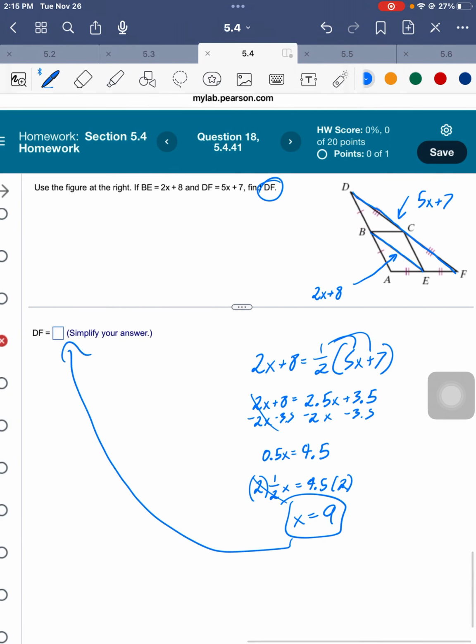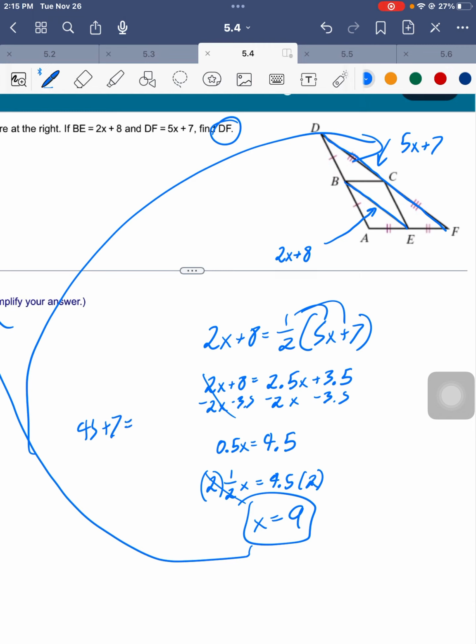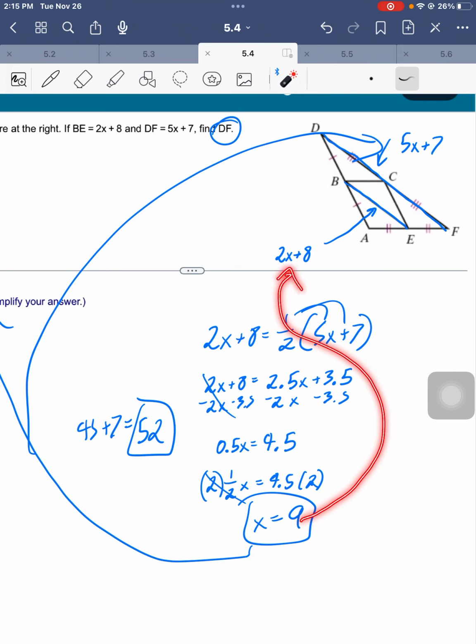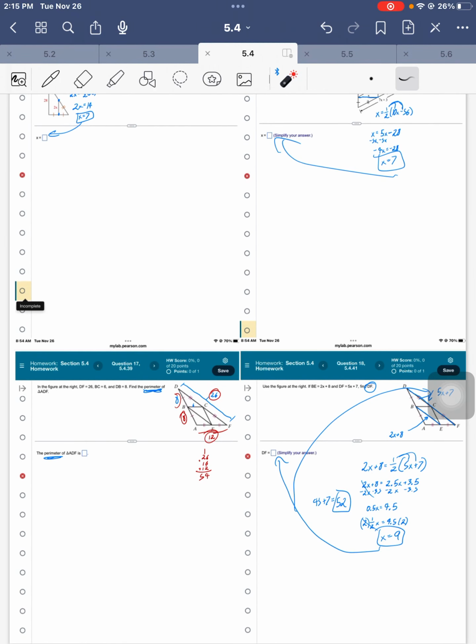And they asked me for DF. So I'm going to put that back into DF. What is 5 times 9? 45. 45 plus 7 equals 52. So if this is 52, this has to be 26, right? What is 2 times 9? 18. What's 18 plus 8? 26. So everything checks out. All right, that's it for 5.4. I'm going to do 5.5 in a few minutes. So that was nice and quick. I hope everybody understands midsegments really well.